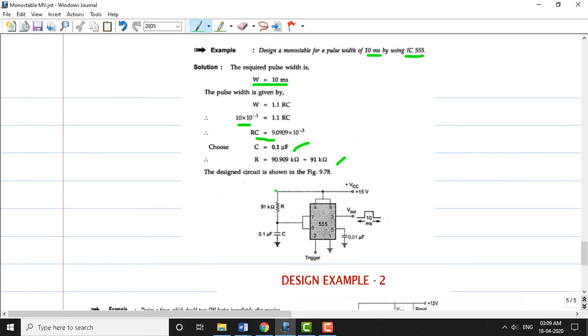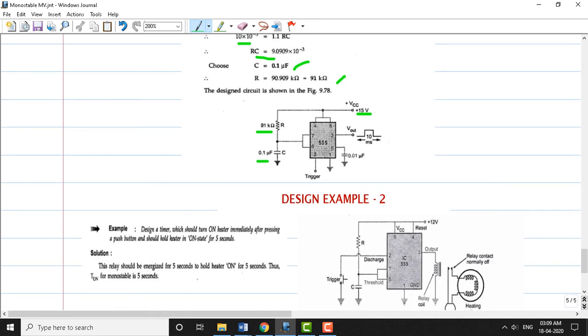So the circuit that is designed is shown here. We have here 91 kilo ohm resistance and 0.1 microfarad capacitance. From this circuit, since the supply voltage we have assumed as 15 volts, we are able to generate a pulse width of 10 millisecond, which is given here.